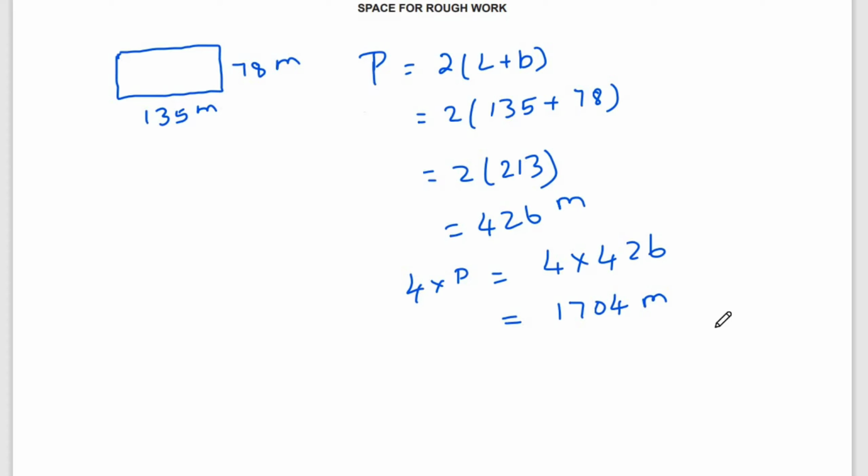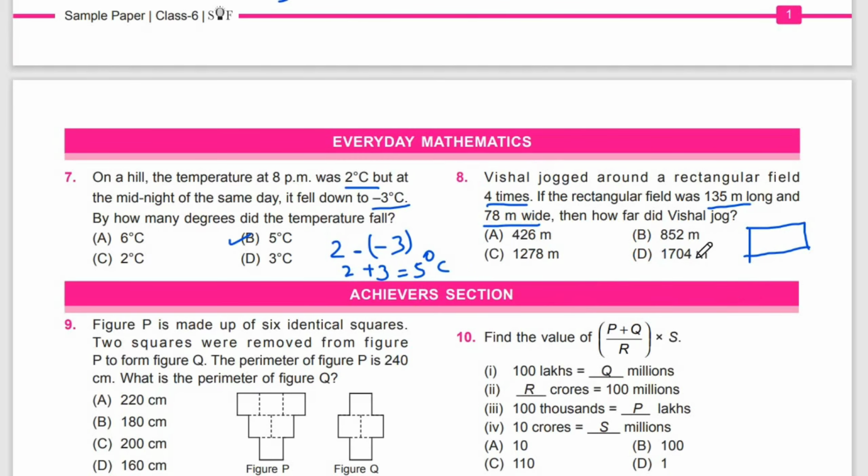Let's see whether we have this option. Yes, we have our option 1704. So D is the right answer. So 1704 meters is how far Vishal jogged around the rectangular field. Isn't it easy? This is everyday math which we use in our everyday life. Right? I hope this was easy for you to understand.